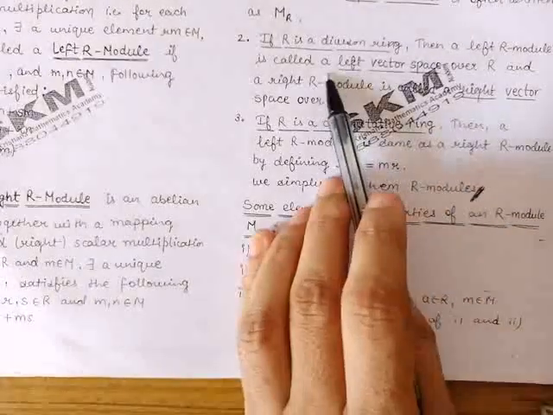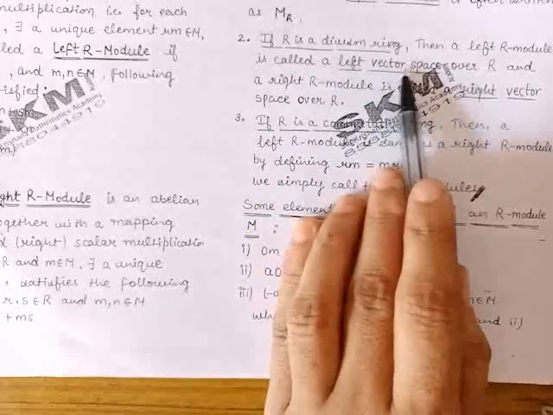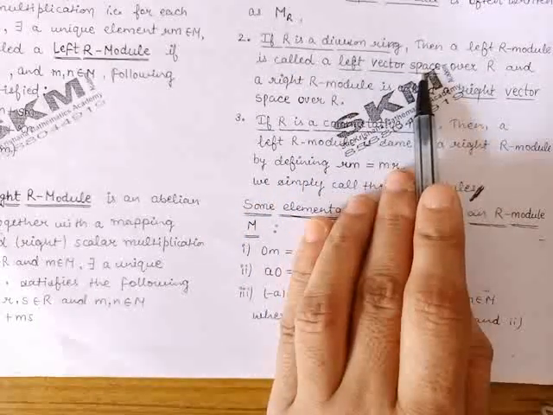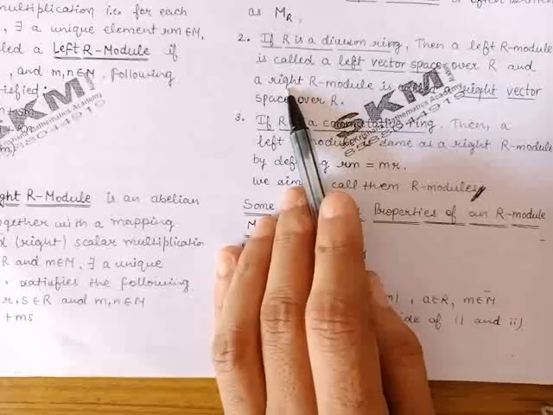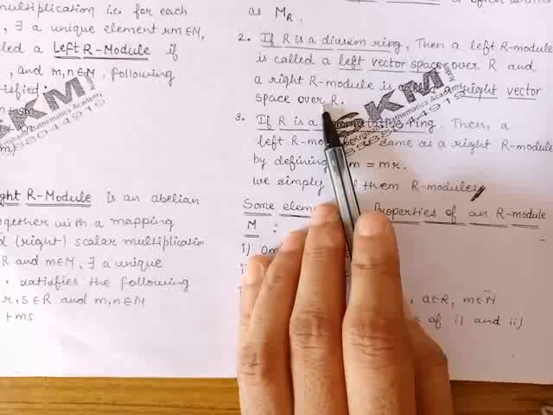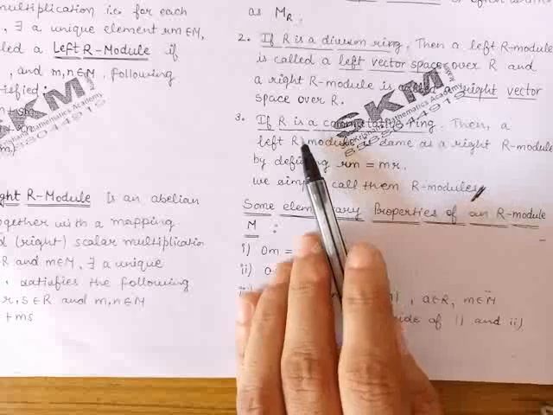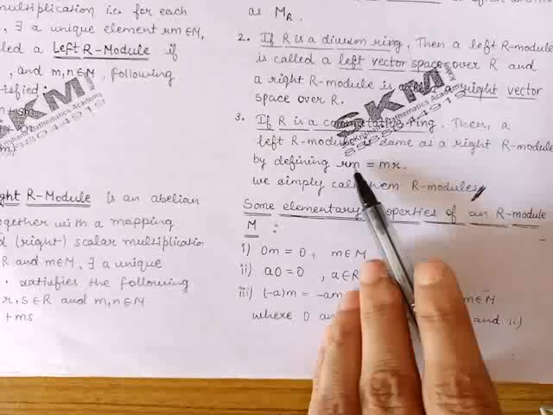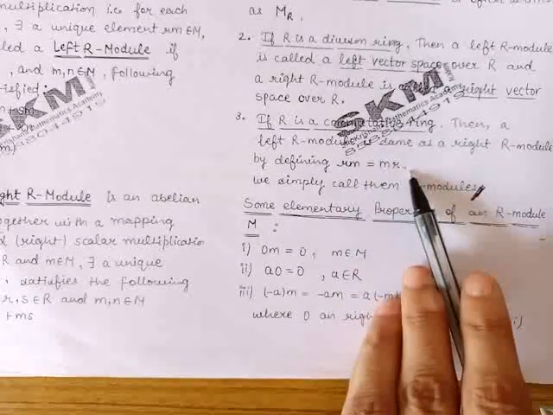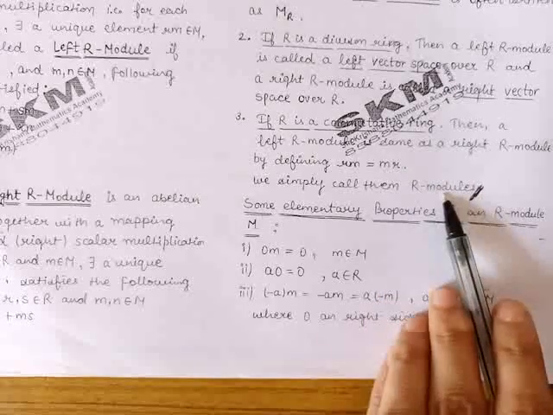If the ring R is a division ring, in that case the left R-module is called a left vector space over the ring R. And if we have a right R-module, that is called a right vector space over the ring R. And if the ring is a commutative ring, in that case left R-module and right R-module are both the same, because in that case rm is the same as mr. So in this case, we simply call them R-modules.